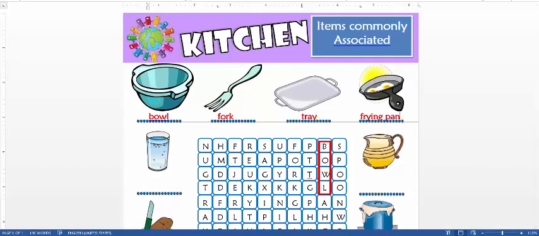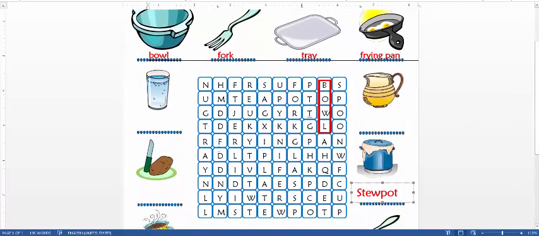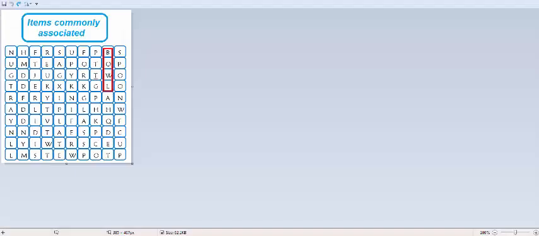Now, finally, let's do some fun games. See, this is a fun game. This drop down we have, this cross game we have. Okay. Now see, if you look at items commonly associated, bowl is written. This means that we are going to find some vocabulary that we can use in the kitchen. So what are the other items that you can see here? Next to this bowl, I can see this spoon, right? And I can also see cup.